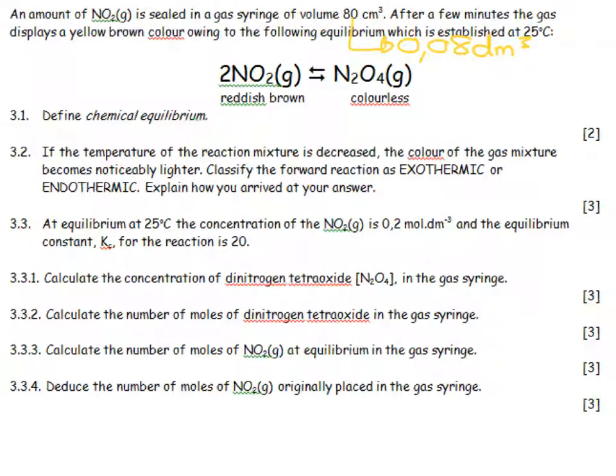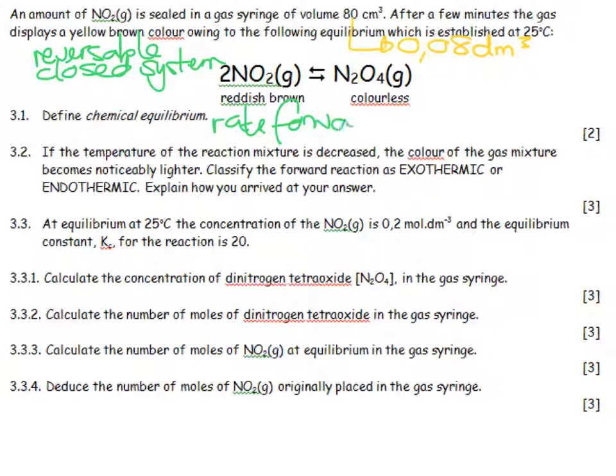Define chemical equilibrium. Well, there are a whole lot of things for this chemical equilibrium business. The first one is that you need to have a reversible reaction. And you need to have it in a closed container. And only then can you tell me that the rate of the forward reaction is equal to the rate of the reverse reaction.